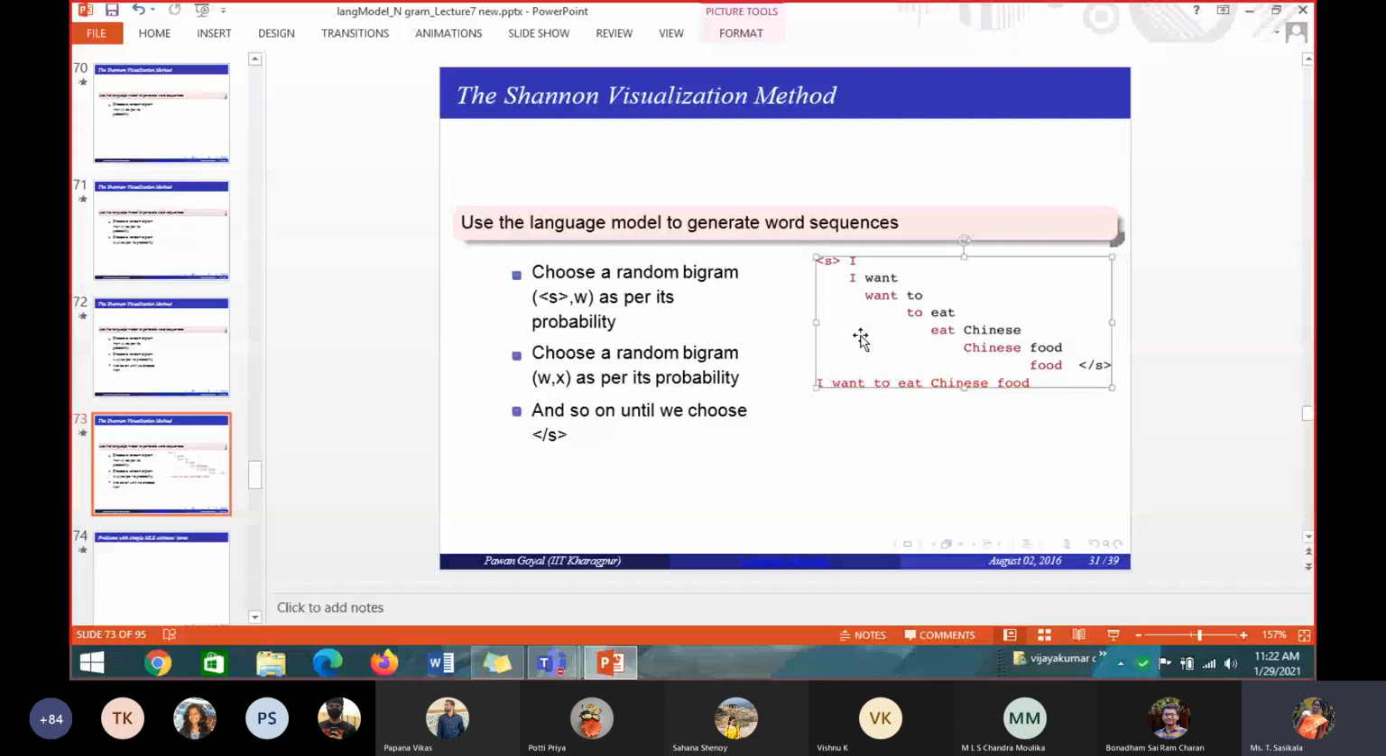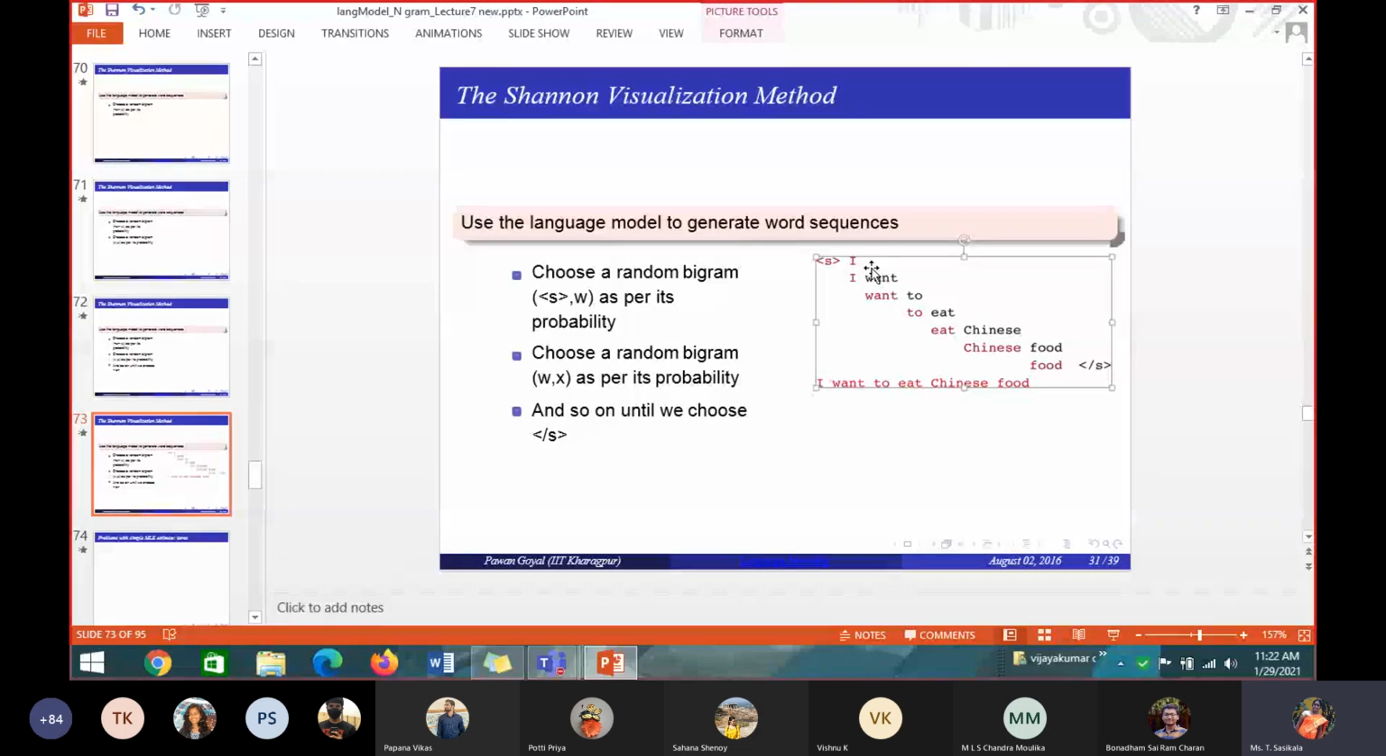Given I, I have to find the next word. That's why here I have written a simple pseudo code like this.